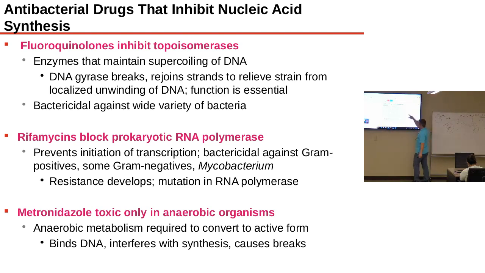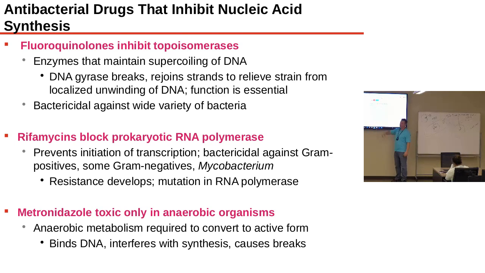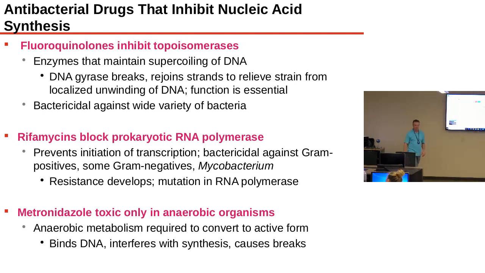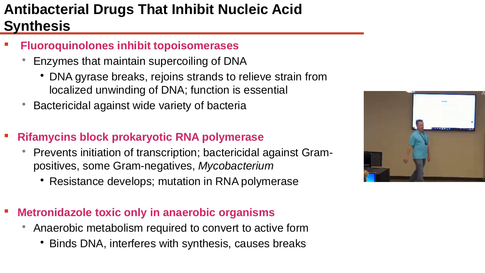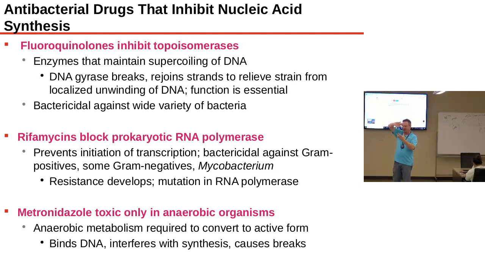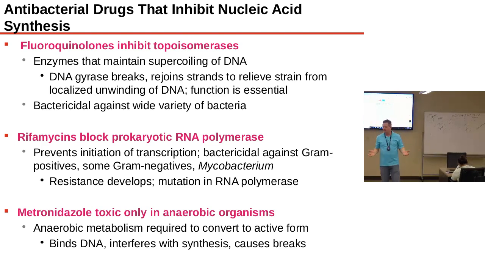Right here, you have fluoroquinolones. These are going to inhibit topoisomerase. Topoisomerase is the enzyme that keeps DNA from supercoiling. You have to go back and look at what that means. Remember, DNA is a double helix, sort of like a spring. If I keep unwinding a spring too much, it'll actually start spiraling the wrong way. When that happens, the DNA is damaged.